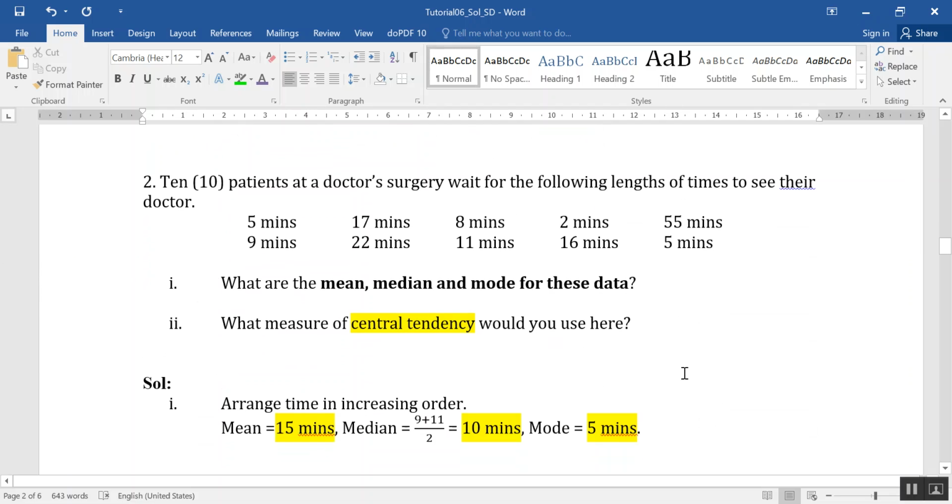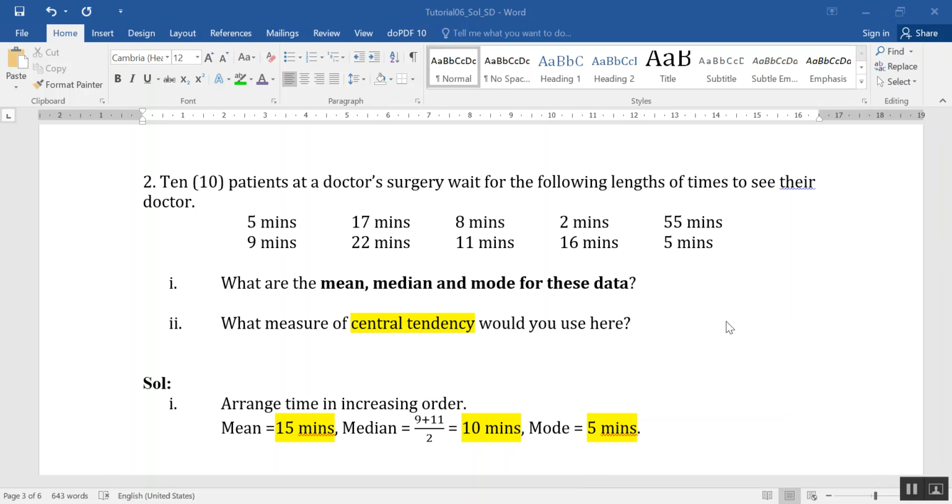All right, for number 2, 10 patients at a doctor's surgery wait the following length of time to see their doctor. There are 10 values here, all in minutes. Make sure they are all in the same unit. What is the mean, median and mode for this data? Simple.